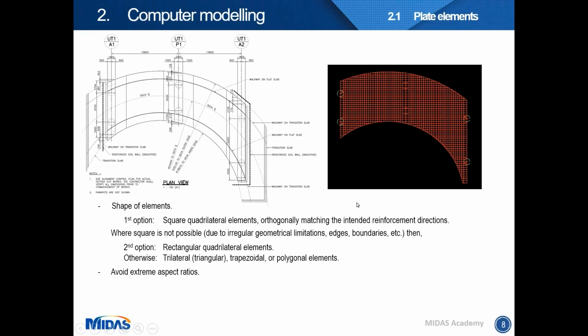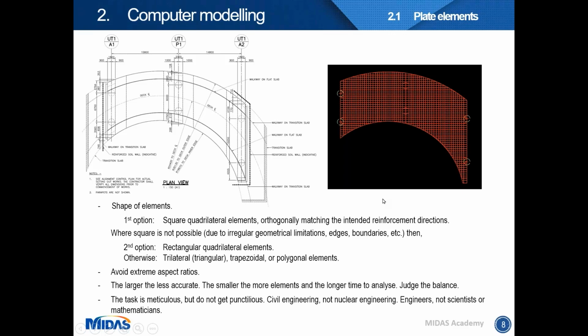So this exercise took a long time. It's quite meticulous. So the larger the elements, the less accurate. But the smaller the elements, the more elements you will have and the longer time it takes to analyze. Here I'm using 500 by 500 mostly. So it is quite meticulous. As I said, I was a bit obsessed with getting all elements as ideal or as perfect as possible, but that was a mistake.